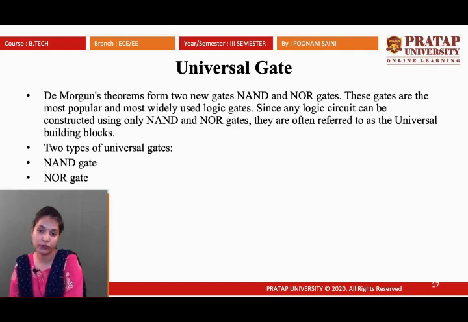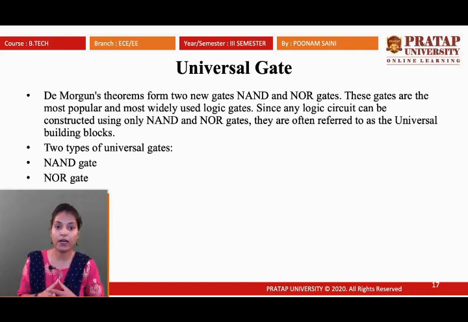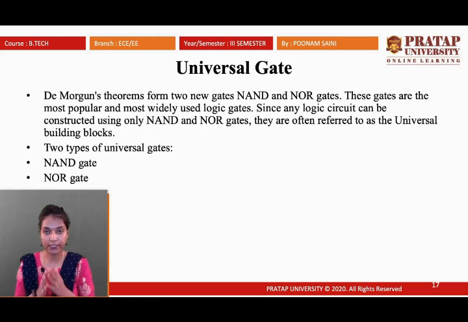So what are universal gates? There are two types of universal gates, the NAND gate and the NOR gate. These gates are the most popular and most widely used gates because with the help of these two gates we can construct logic gates like the AND gate, OR gate and NOT gate, since any logic circuit can be constructed using only NAND or NOR gates. So there are only two universal gates, the NAND gate and the NOR gate.